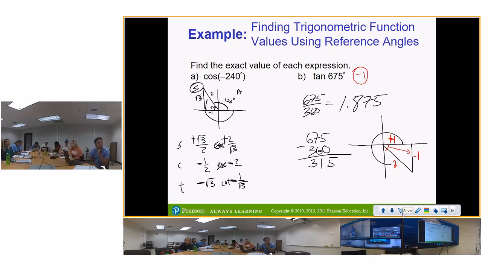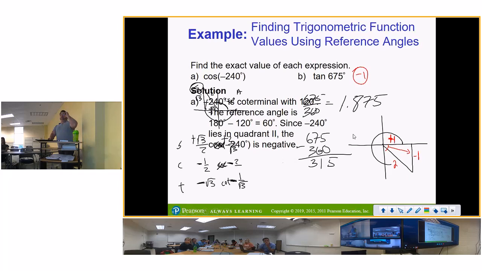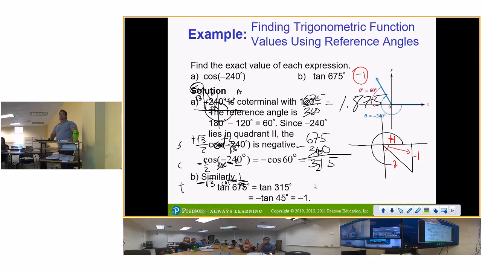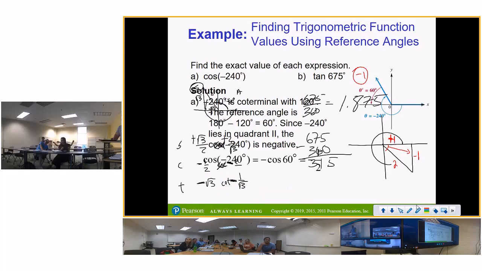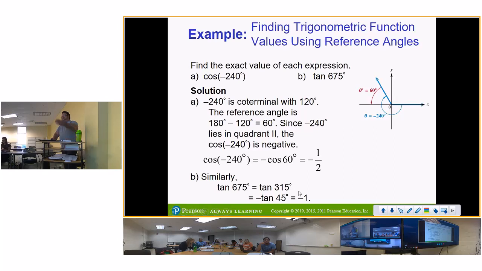Pendleton, we good? Yes, sir. How about the other campuses? Anybody got questions? Okay, did we get 240 or did we do what they're doing? Let's see what they got. Oh, they just wanted a cosine. Okay, what did they get for the cosine? I think it's negative 1/2. Okay, I want to make sure I got the right answer. And then there's your 315, negative 1. We feel good about ourselves.